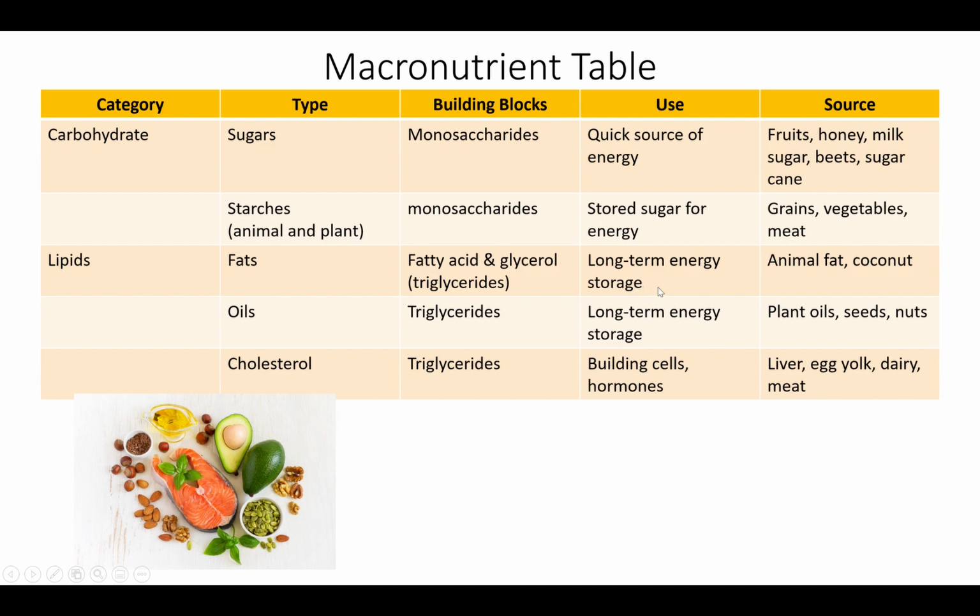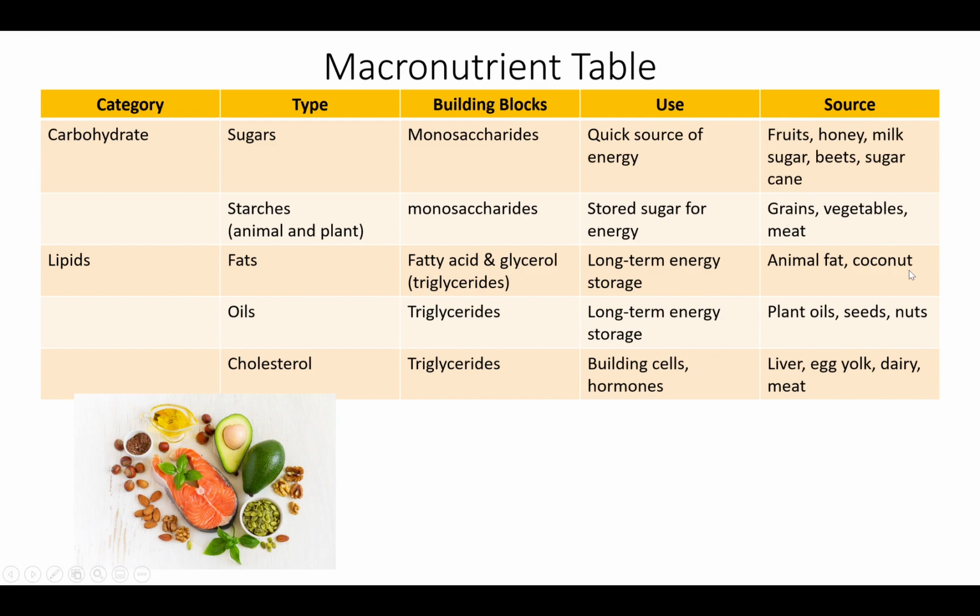The use for this in your body is long-term energy storage. That's even longer than your starches. Your body will break down any kind of sugar or starch first. The lipid it's going to put back for long-term energy storage in your fat cells. Sources of this will be animal fat. If you're eating a steak and you eat the fat off of that, you're eating animal fat.